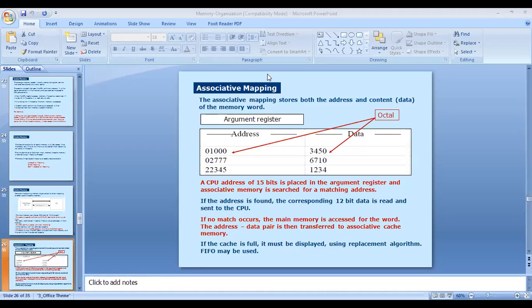Okay, so try to understand the mapping concepts. There are three mapping techniques. As per my example, I have a cache of 0 to 127, so that is 128 lines. We know how to calculate it: 2 power 7, which gives 128 lines.